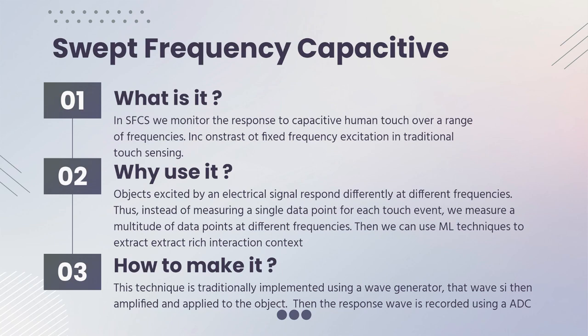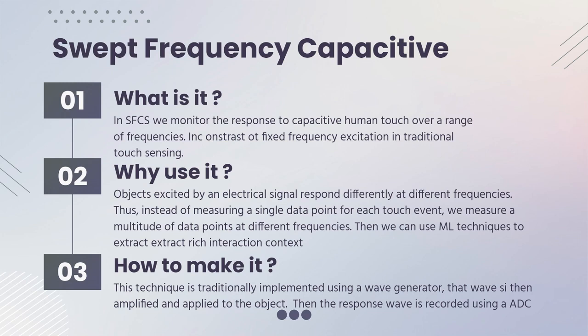An object might show a greater capacitive difference at lower frequencies, while it might not show such a huge difference at higher frequencies. So the frequency response of each electrode is also different. Thereby, using a swept frequency technique, we are able to get a range of data points through which we can use either ML techniques or data manipulation techniques to add more context to the touch event that is happening. So now, how do we do this?